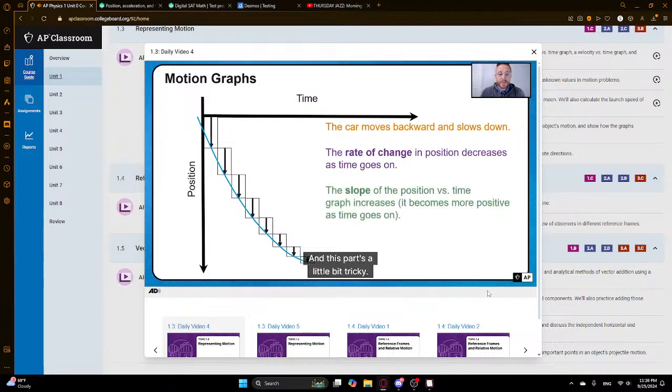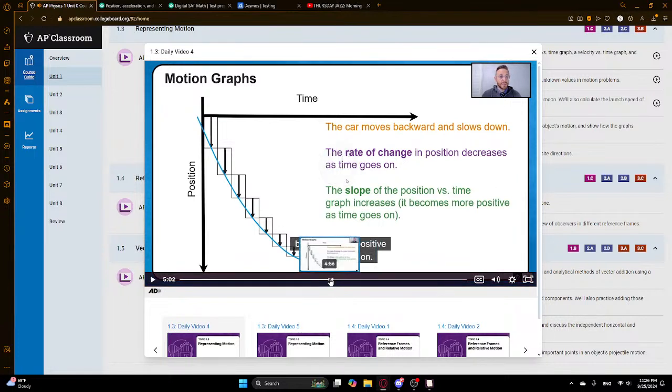And this part's a little bit tricky. The slope of the position versus time graph increases because it's becoming more positive. So a better thing to say is that the slope of this graph becomes more positive as time goes on.